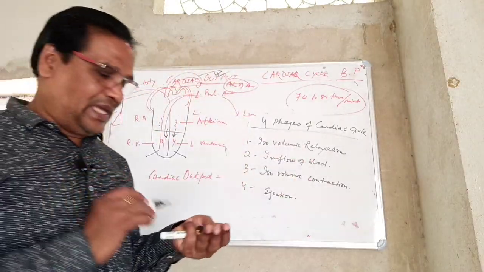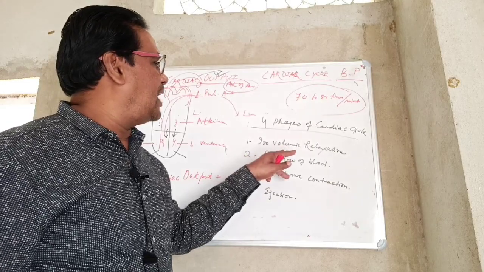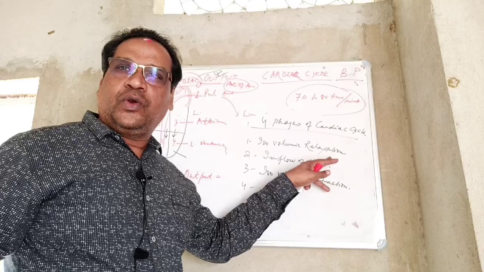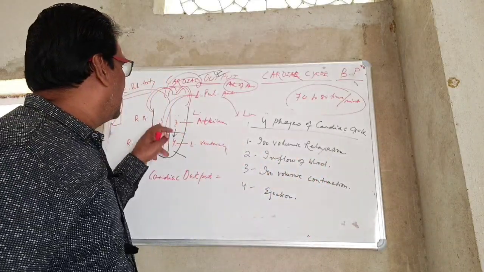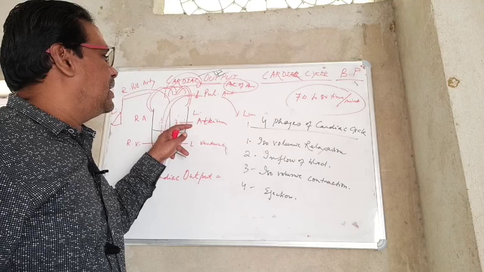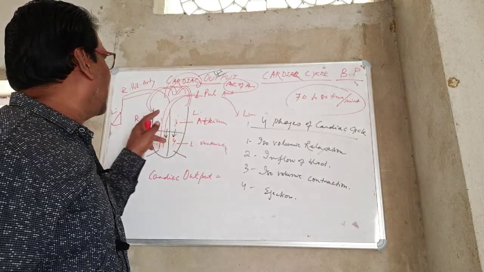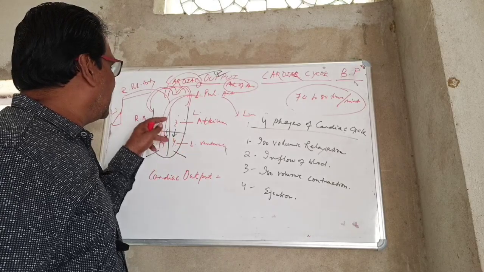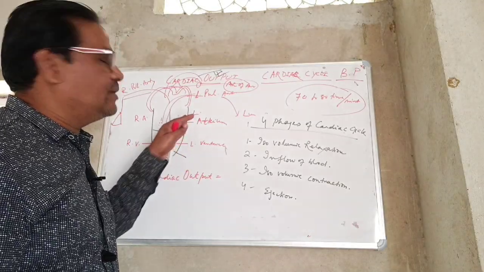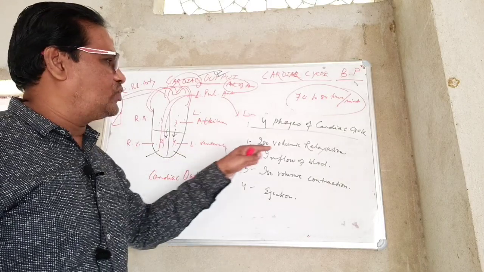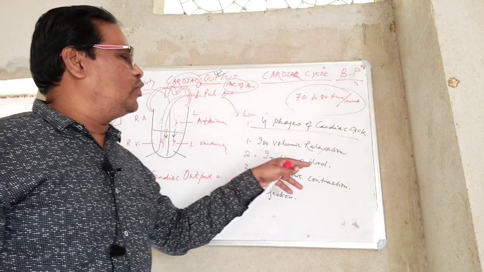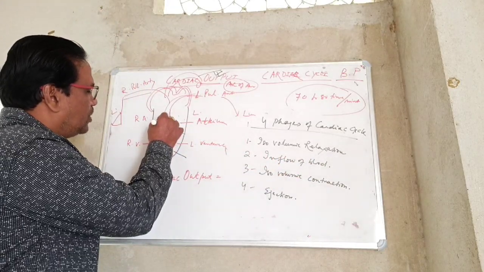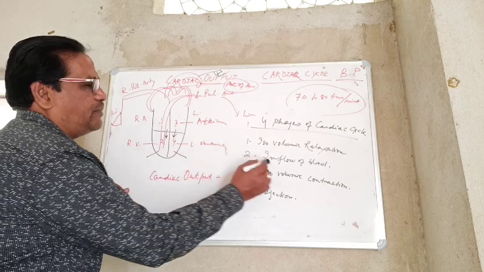In the first stage, isovolumic relaxation, relaxation means filling with blood. Where is it filling? In the right atrium and right ventricle. Iso means both sides. Then the second is inflow of blood, which means blood is coming through this chamber. That is the second stage.